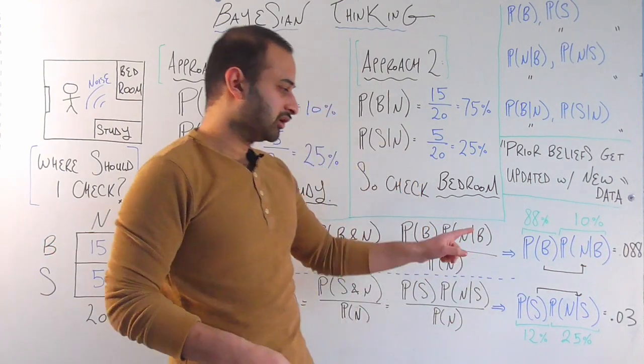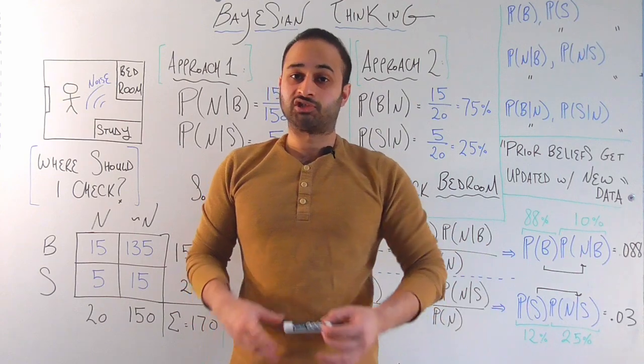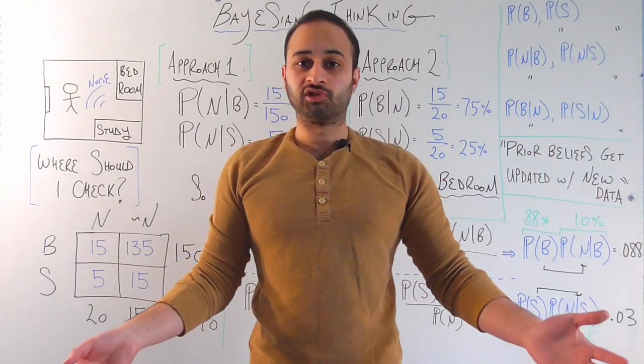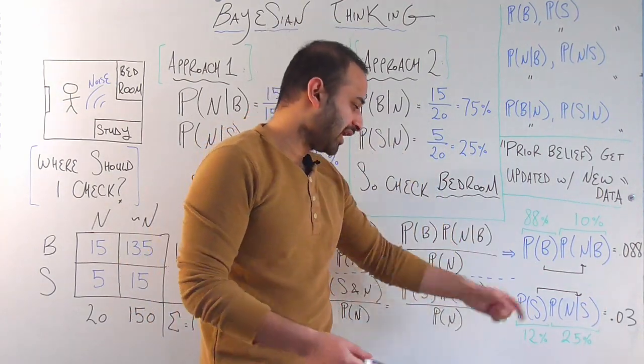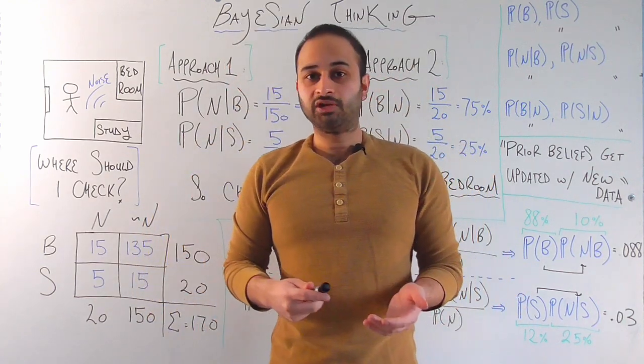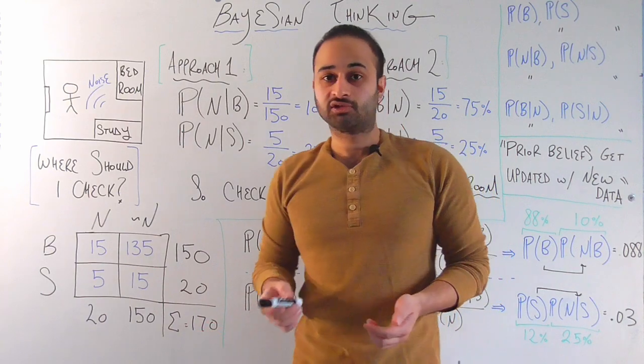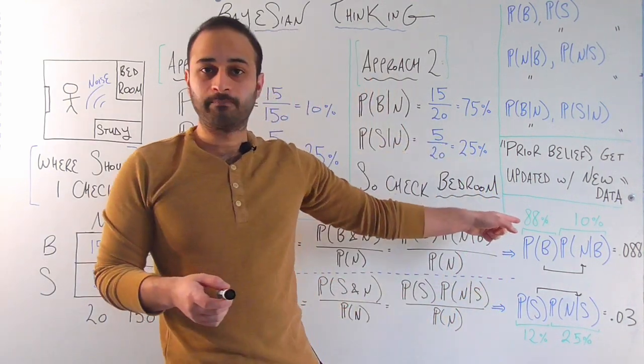And that's probability of B. Similarly, what's the probability my phone is in the study as soon as I walk in the door, haven't observed any data? And that's probability of S. And we can actually get numbers for these, right? What's the probability my phone is in the bedroom? That happens 150 times out of 170, so that's about 88%.